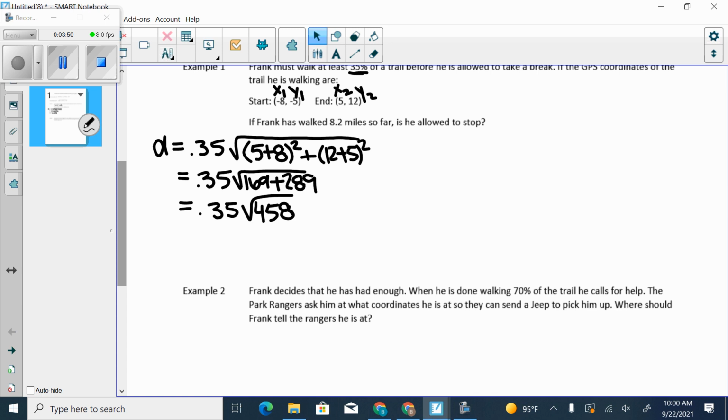Okay. Is there a square root of 458? Not a perfect one, right? So what we're going to do is go ahead and type this in our calculator just like this: 0.35 times the square root of 458. And it's going to give us some decimal answer. What do we get? 7.49. Okay. So my distance is approximately, because we did just have to round a little bit, 7.490. We're always going to go 3 decimal places, okay? Miles is our units, right?